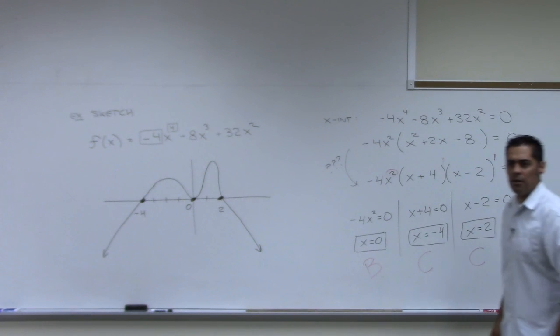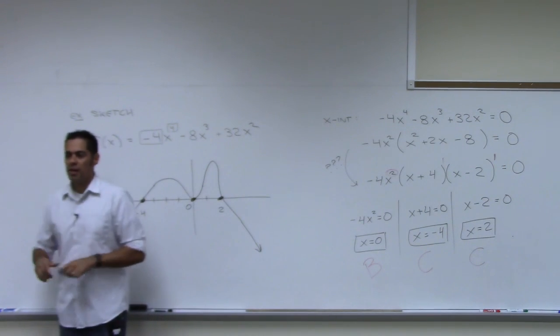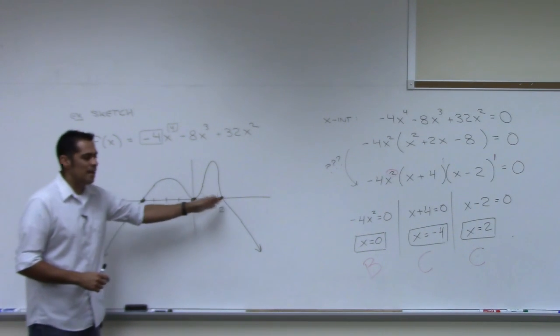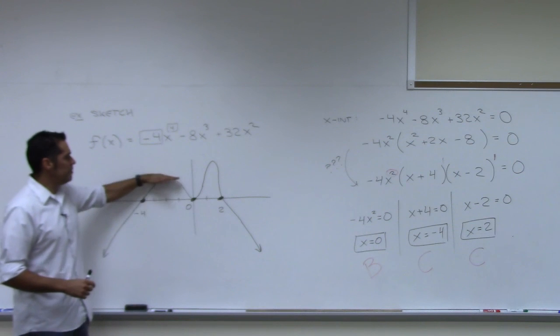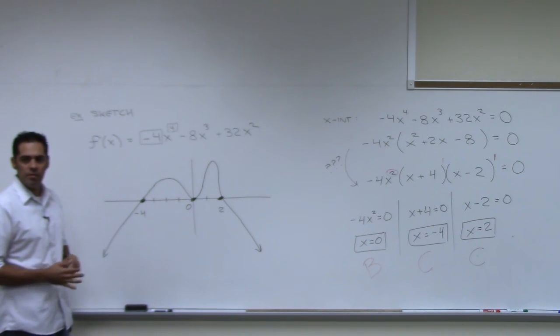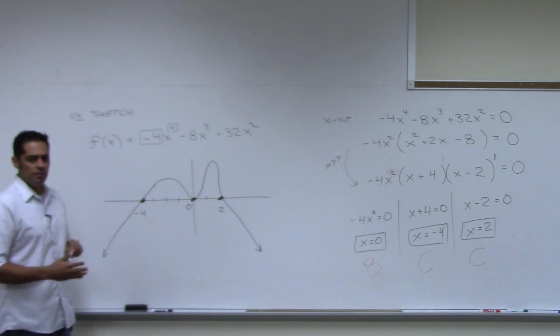Yours might look a little different, but we should both have the same major characteristics, which are where the graph is hitting the x-axis, where it's above the x-axis, where it's below the x-axis. Any questions? Sure? We're good?